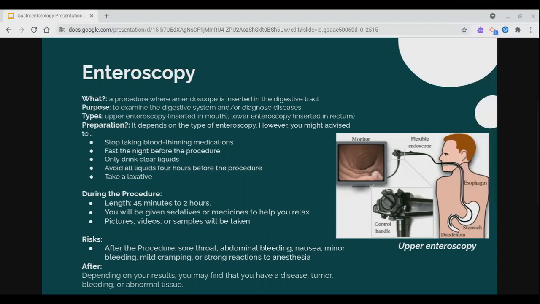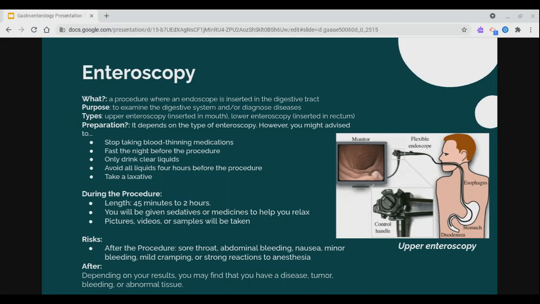If necessary, they may even take samples to examine for any disease or remove any tumors. After the procedure, there may be some risks associated with getting an enteroscopy. For instance, you might have a sore throat, some abdominal bleeding, nausea, or cramps. But obviously, if you ever feel uncomfortable after your procedure, let a doctor know so they can treat any risk or reassure that you're fine.